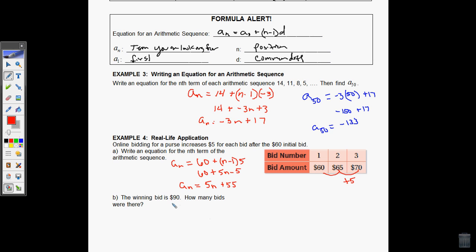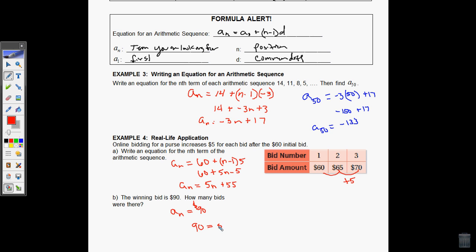I'm not going to try to find the 90th term here. I'm trying to figure out what term produced a $90 bid. So what this tells me is that a sub n equals $90. Now I want to figure out what that n is. I want to say the 12th term produced $90. So if I know that a sub n equals this formula, but a sub n also is $90, I can set them equal to each other.